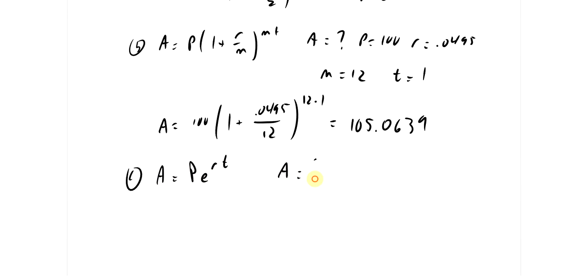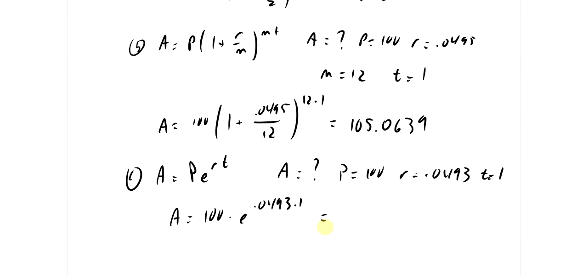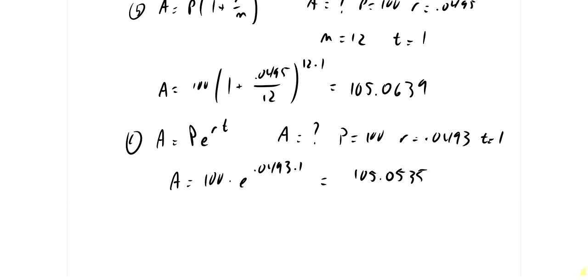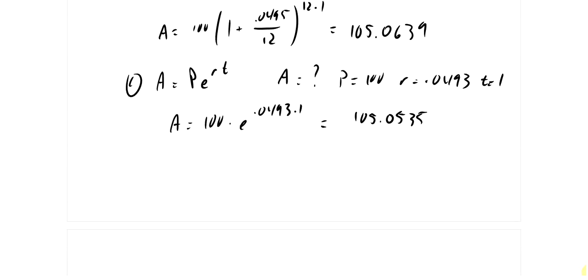Right? A, we don't know because we want to know how much we'll have if we invest $100 at the end of the year. E is not a variable, it's a number. R here is 0.0493. And T is 1 year. Great. So, how much do you have? 100 times e raised to the power 0.0493 times 1. And so you'll have $105.0535. So, great. So now we've calculated how much we'll have in each of the accounts after 1 year.